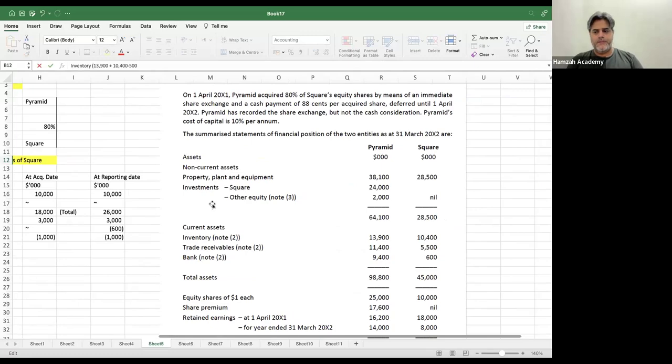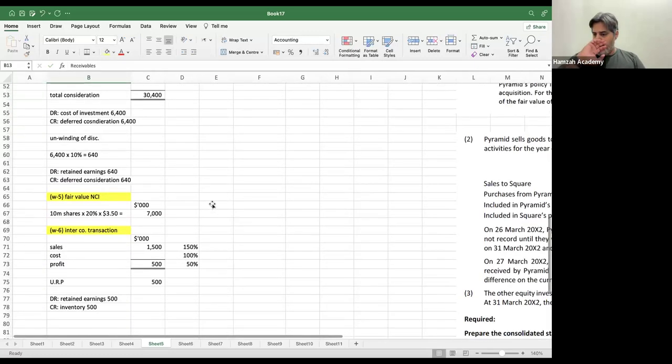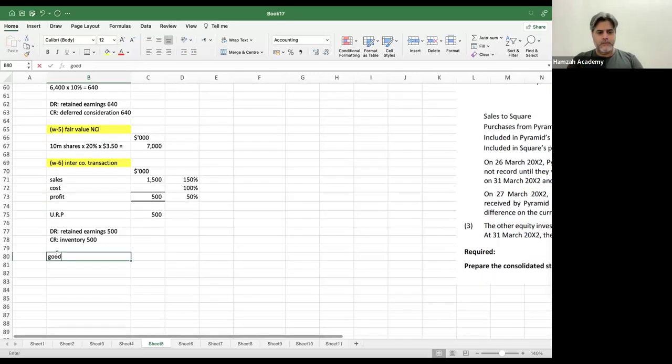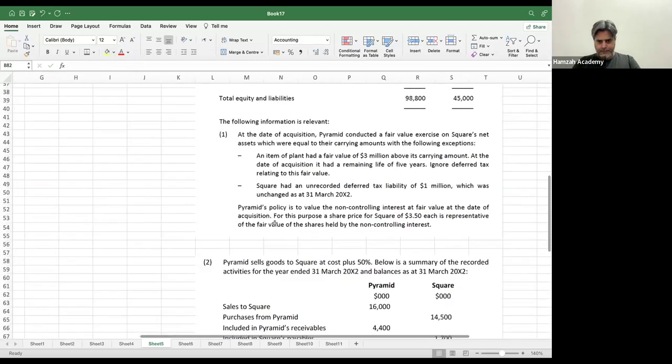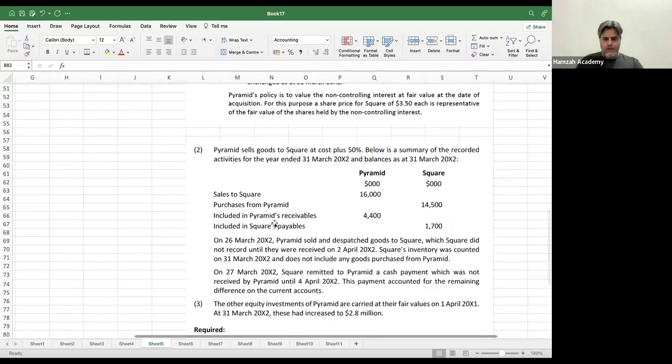10,400 minus 500. And then after that, we have goods in transit that we have to record. And the goods in transit, okay.